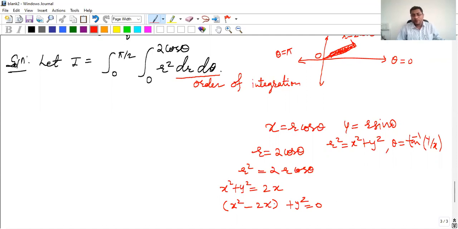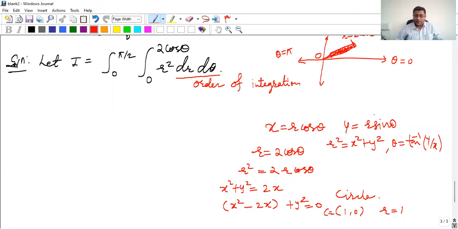Can you tell me what this curve is? What is this curve going to be? Ellipse, is it? It's going to be a circle actually. So this is the circle with center at (1, 0), and a radius of 1.